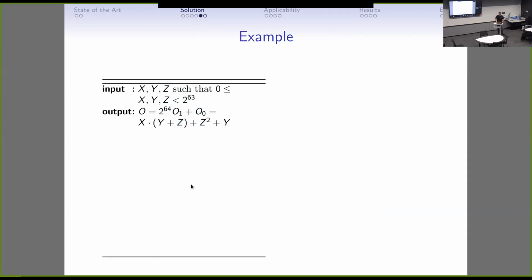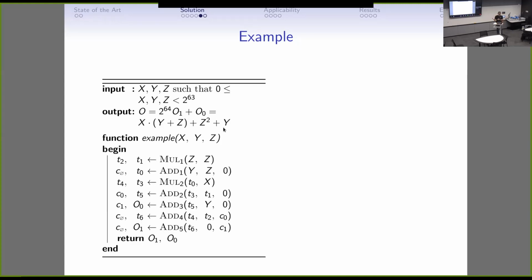Yeah. So let's see an example of how we cast this compilation problem into an optimization problem. Our example is a very contrived example, so I can show how it works. We want to calculate this expression, x times y plus z squared plus y. It doesn't really matter what that is. The point is we want to implement that. And this is our specification, but there's no such instruction which exactly calculates that. That means we need to calculate that in software.